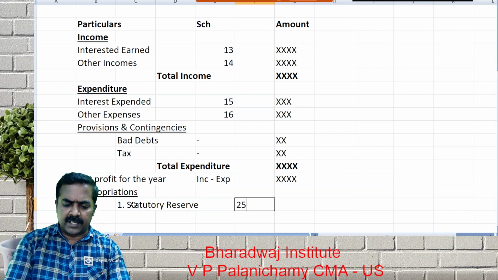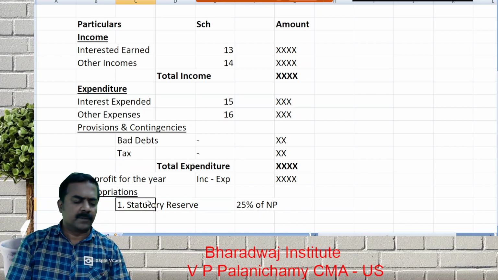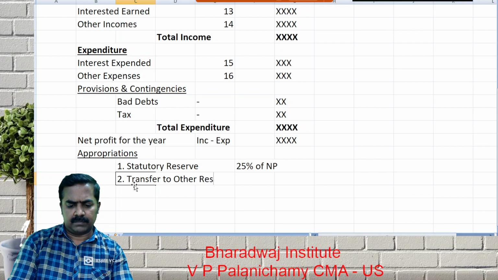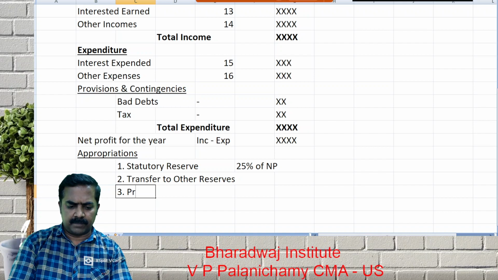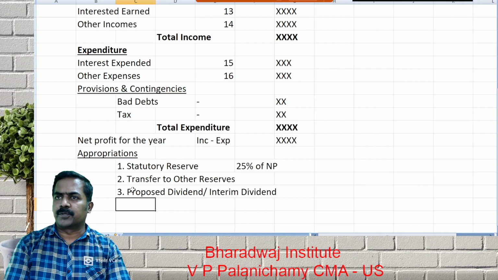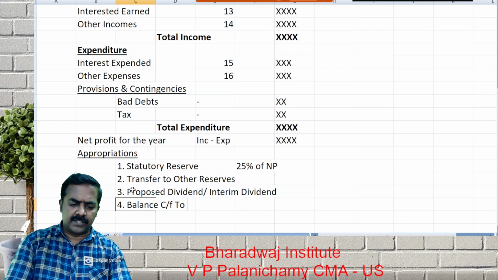This will not be mentioned in the exam. Automatically you have to transfer 25% of net profit to the statutory reserve. Then transfer to other reserves. Dividend proposed or interim dividend paid you can record, then balance carried forward to the balance sheet.